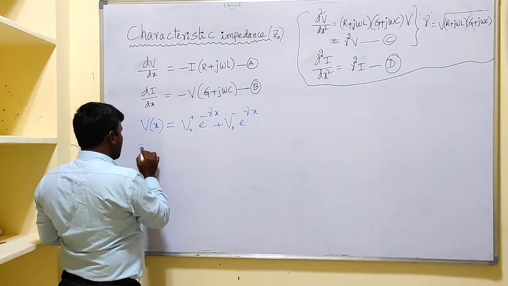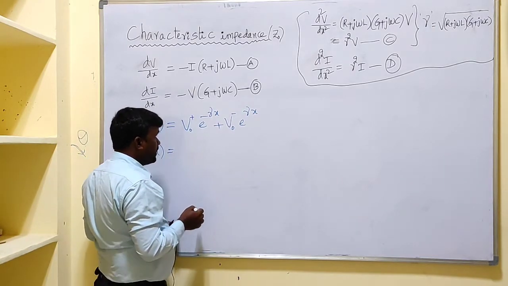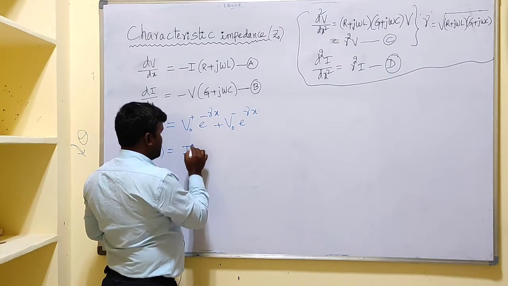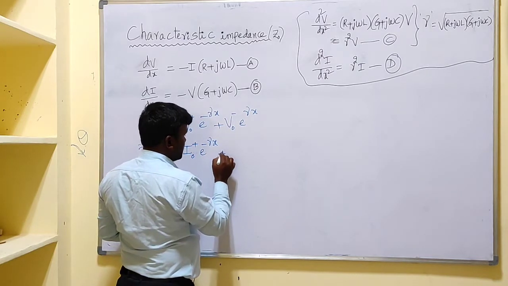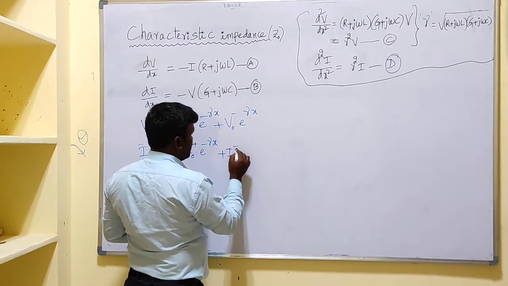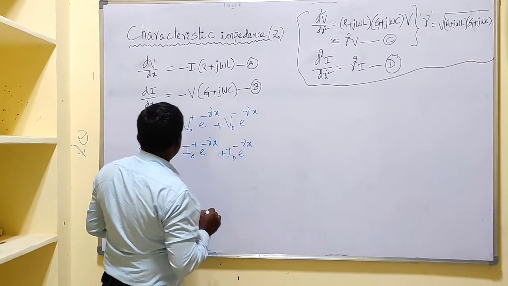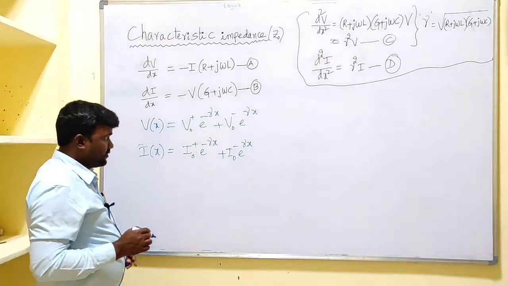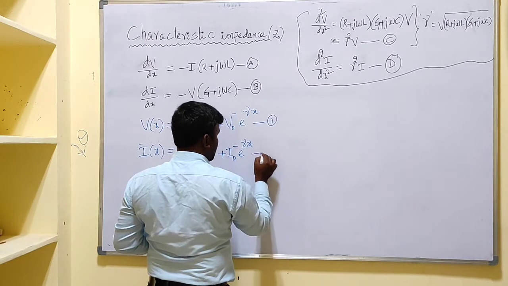Similarly, I of x equals I naught plus into e to the power minus gamma x plus I naught minus into e to the power gamma x. Let us call these equation 1 and equation 2, and substitute them in equation A.